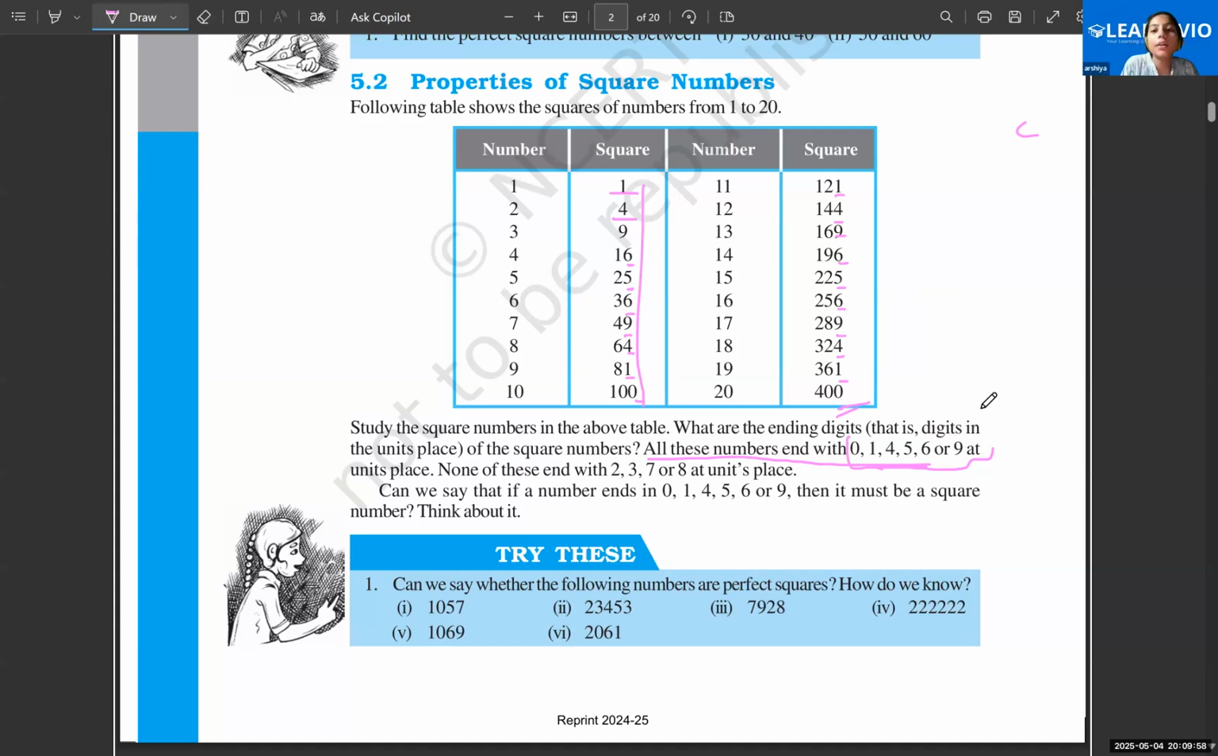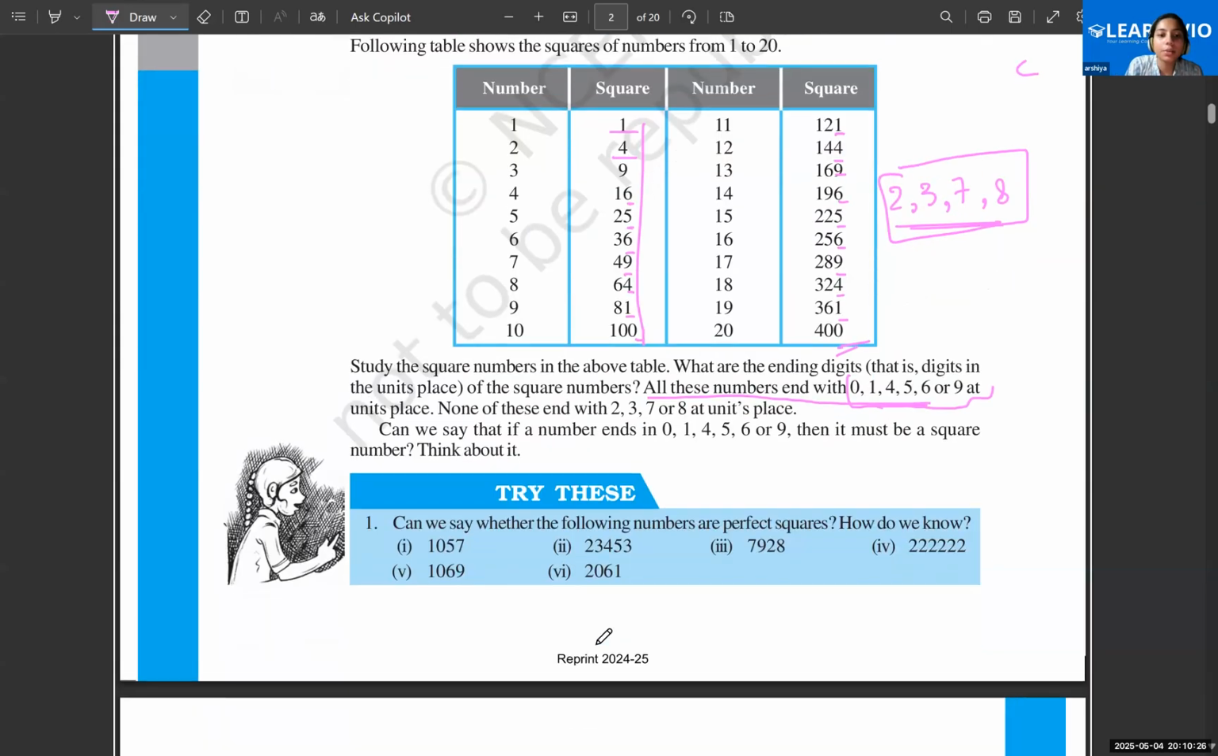Okay. So I was saying that these are quite a lot of numbers to remember. So instead, you'll learn the opposite: if a number ends with 2, 3, 7, or 8, these four digits, then it will not be a perfect square. Okay, so let's try this question.